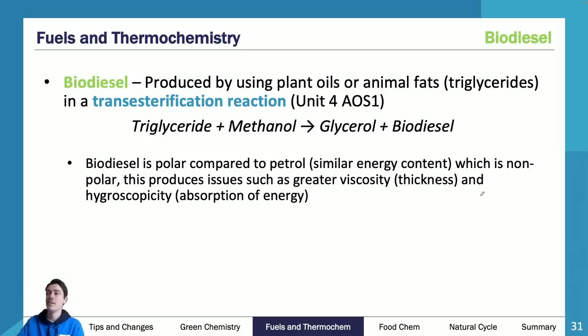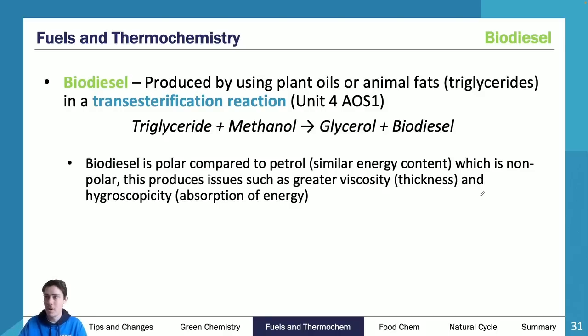You then do a reaction, and what's left is you get glycerol. Now, glycerol is a bit useless. We don't want it. It's just a byproduct, but it's not detrimental to anything, so we just remove it and deal with it appropriately. And then we have biodiesel. Now, biodiesel is what we want. So biodiesel is polar compared to petrol or petrodiesel, and these both have a very similar energy content.